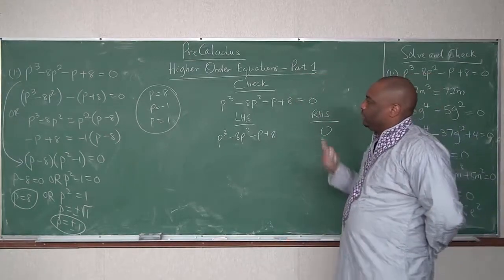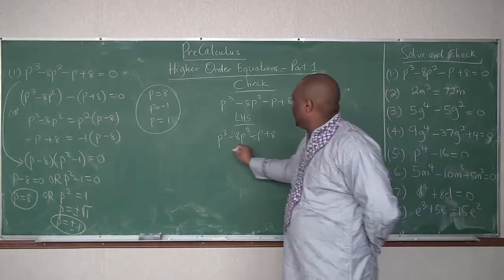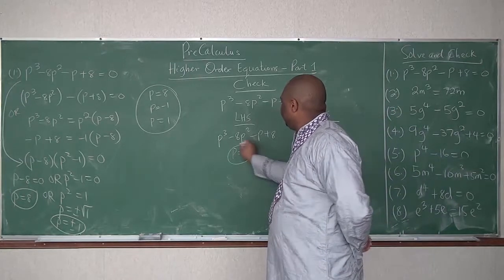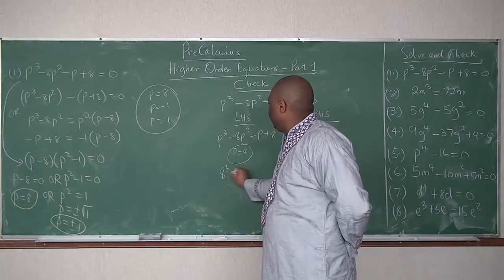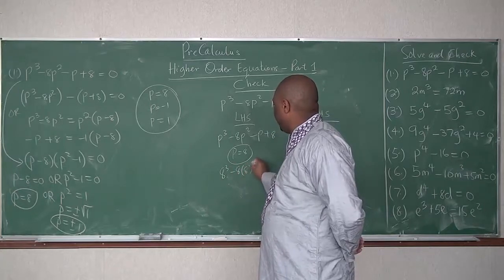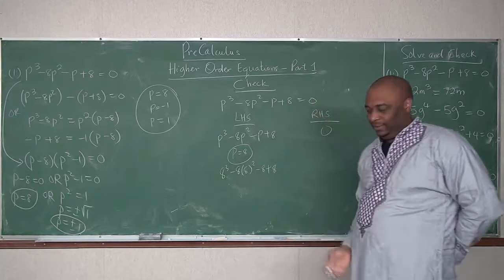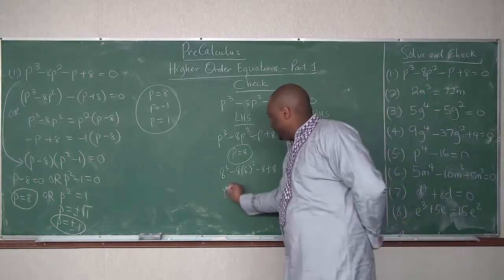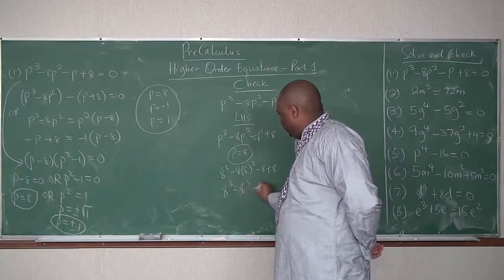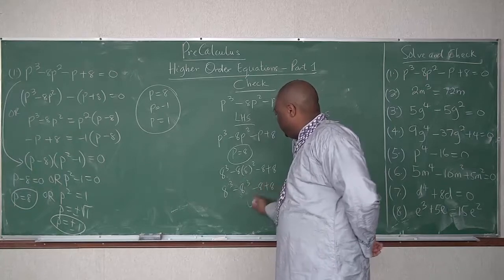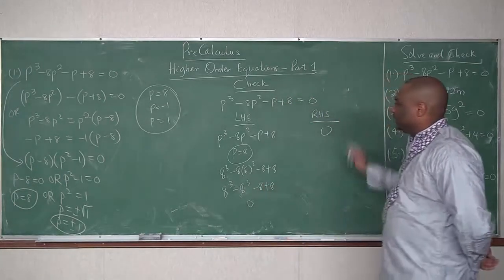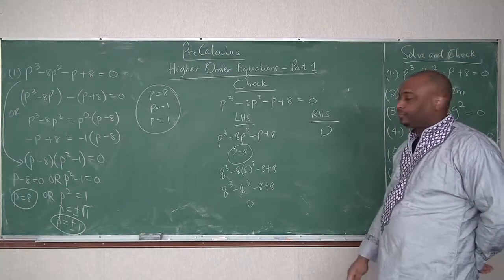So we can check for p equal to 8. P equal to 8, let's say 8 cubed minus 8 times 8 squared minus 8 plus 8. I can easily get it right away because this is like saying 8 cubed minus 8 cubed minus 8 plus 8. That will give you 0. 0, 0. So that works.